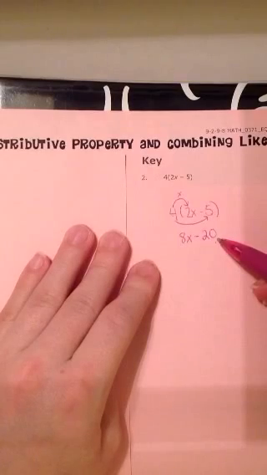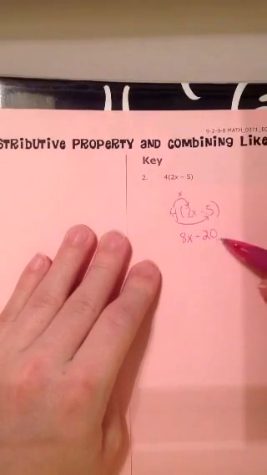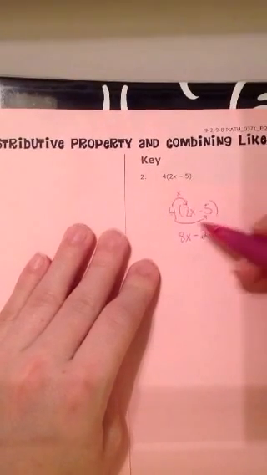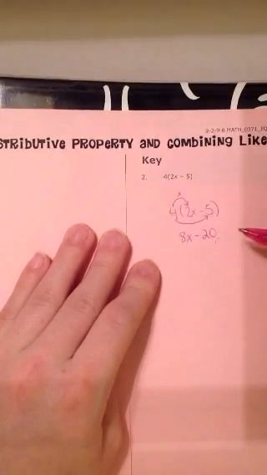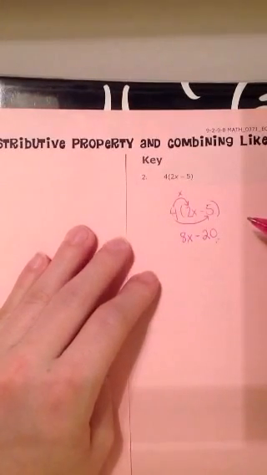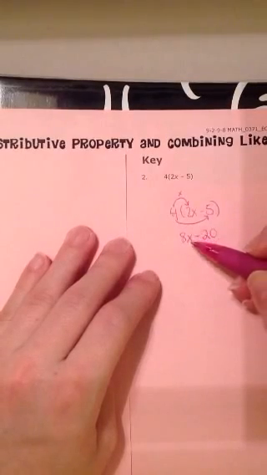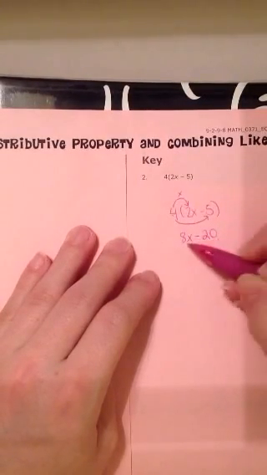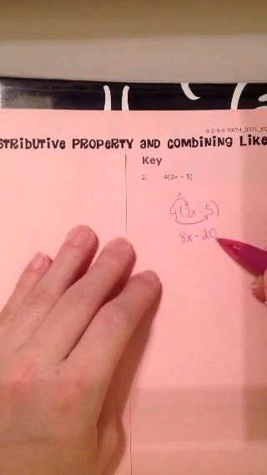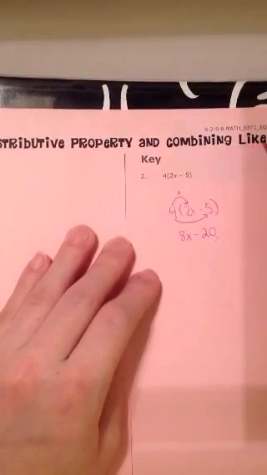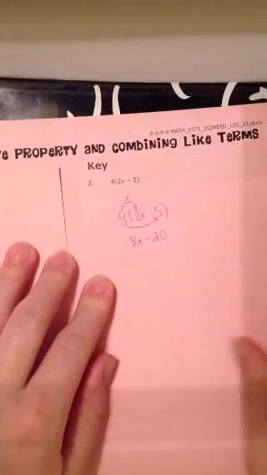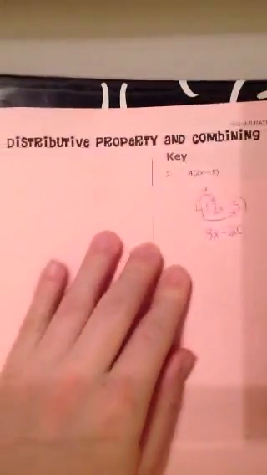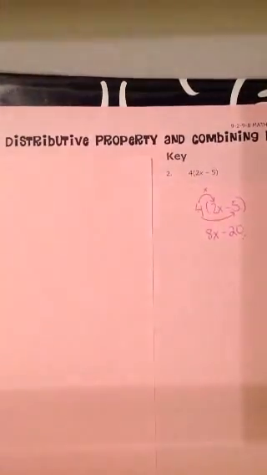I cannot simplify any more than this because these are x tiles and these are unit tiles. And we know this from working with tiles in our classroom. These cannot combine. They are different shapes. So they are not like terms, so they cannot be combined. All right, let's work on another one.